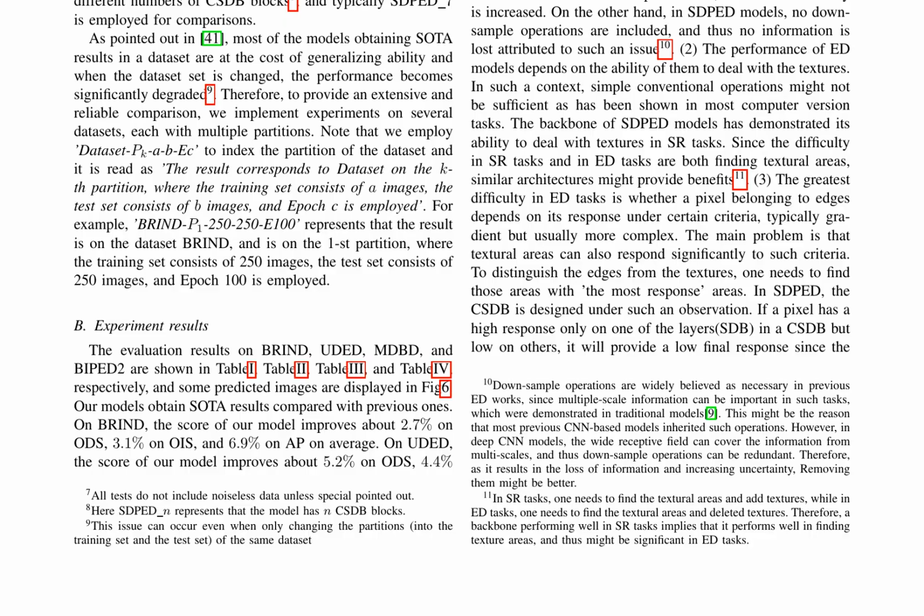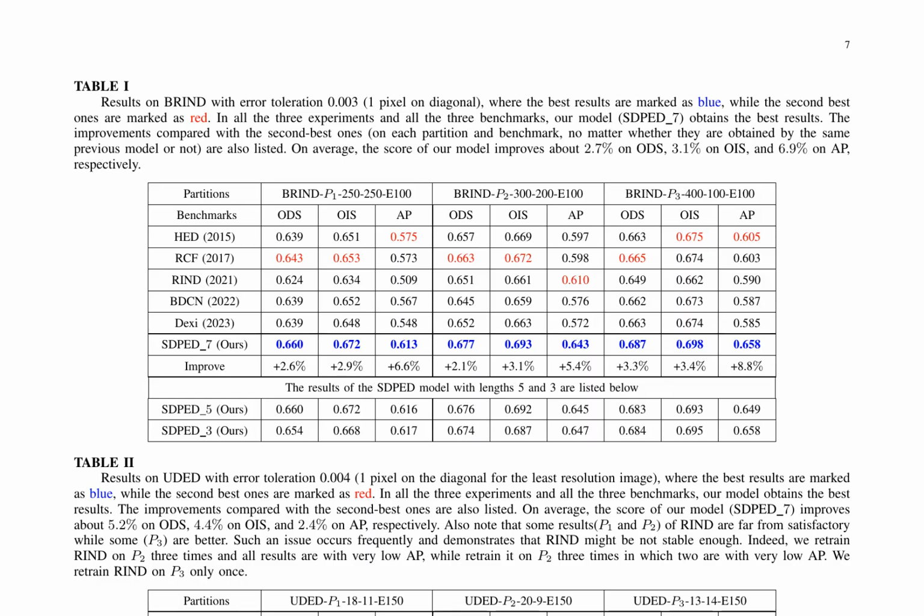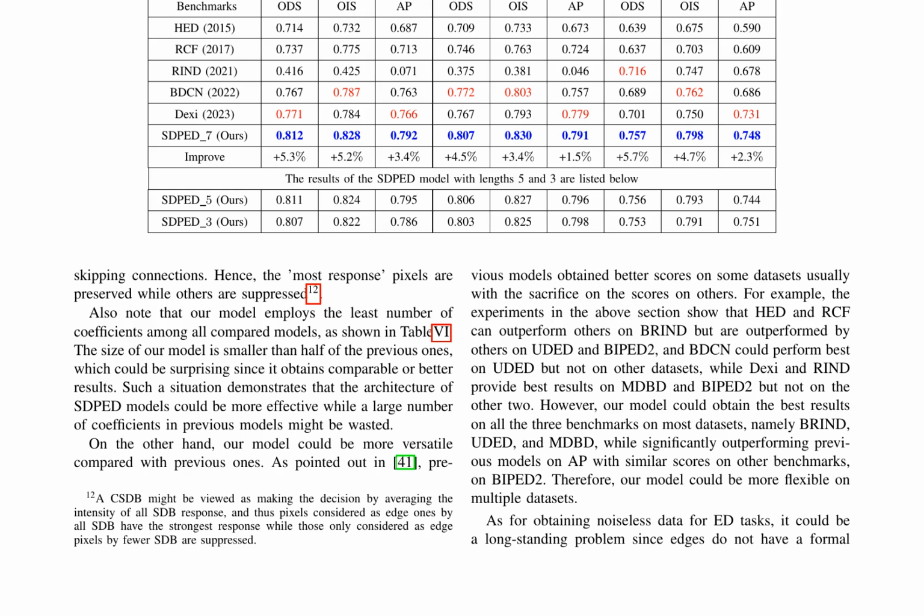novel approach. The SDPED model's performance on benchmarks BRIND, UDED, and MDBD is noteworthy, achieving the best results in all 3 experiments with improvements ranging from 2.6% to 8.8% compared to the second-best models. The model's efficiency is highlighted by having the least number of coefficients among all compared models, making it significantly smaller than its predecessors. This efficiency and versatility are demonstrated across multiple datasets, showcasing the model's effectiveness in edge detection tasks.